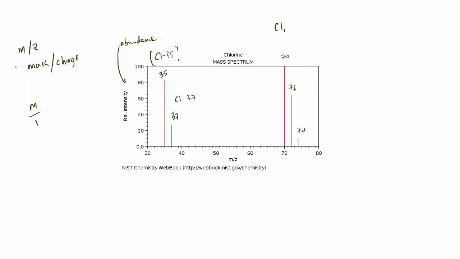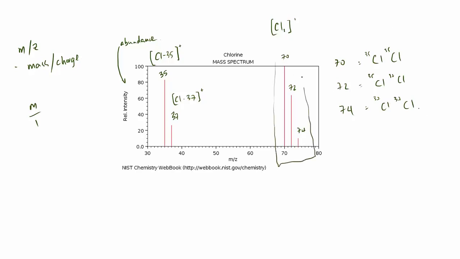May I add, these are all charged. So that's the Cl2 molecule, but so is this and so is this. The reason these are different is that the 70 is a result of chlorine-35 and chlorine-35. The 72 is chlorine-35 and chlorine-37. And the 74, as you may have guessed, is going to be chlorine-37 and chlorine-37. These are classed as molecular ions because they are molecules that are ions.